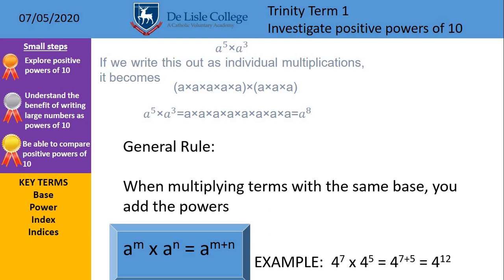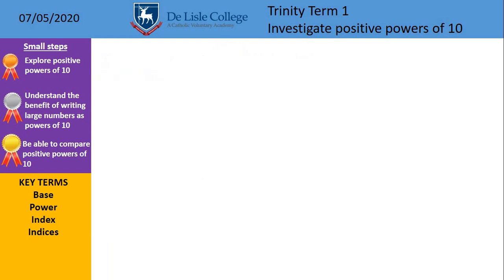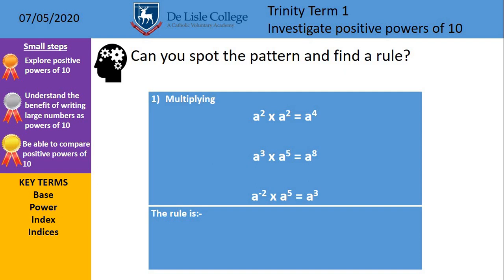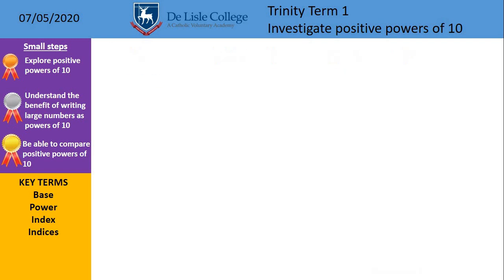Okay, checking up on the first one, a to the power of 5 times a to the power of 3. Simply add 5 plus 3, makes you a to the power of 8. That will always work, and just going back to the previous slide, third one there, minus 2 plus 5 makes 3. It'll work for that as well, and the a to the power of minus 2, we'll discuss that in a slightly later lesson, what that means.